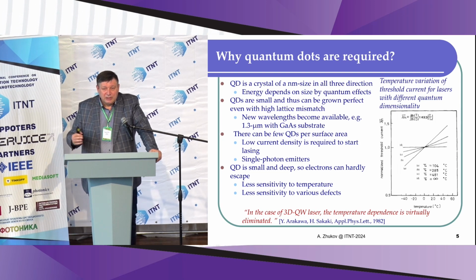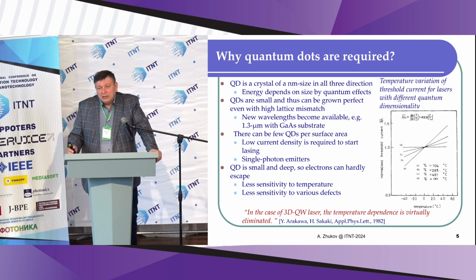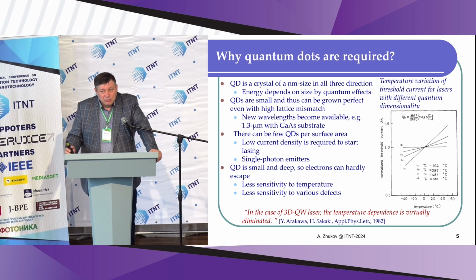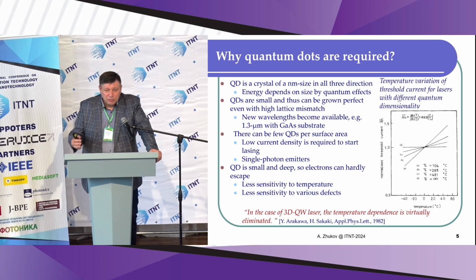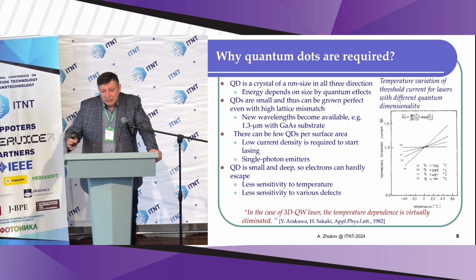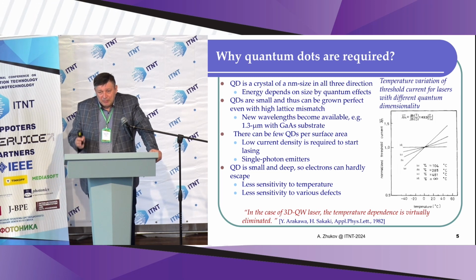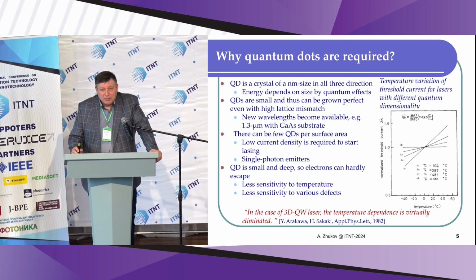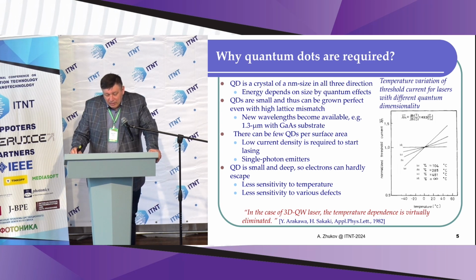For example, in the case of a gallium arsenide substrate, an indium gallium arsenide quantum well can reach wavelengths of only 1.1 micrometer, which is not enough, for example, for optical fiber communication. Using quantum dots, one can grow lasers on the same gallium arsenide substrate, but the wavelengths can be shifted to 1.3 micrometer, which corresponds to the zero chromatic dispersion of conventional single-mode fiber.